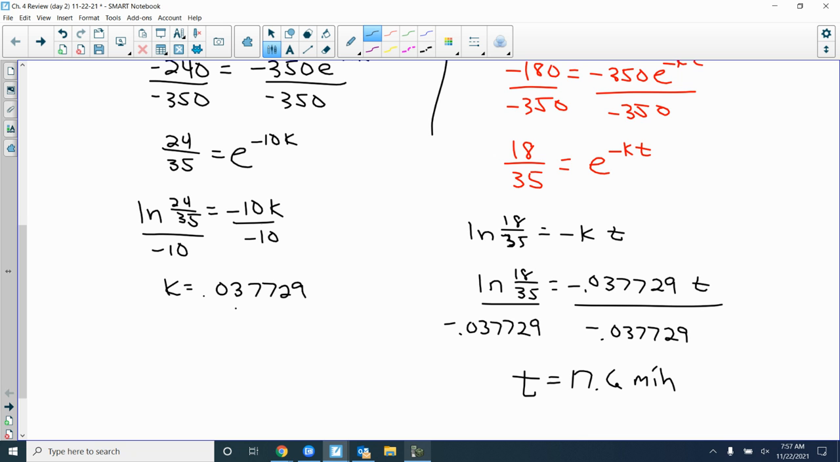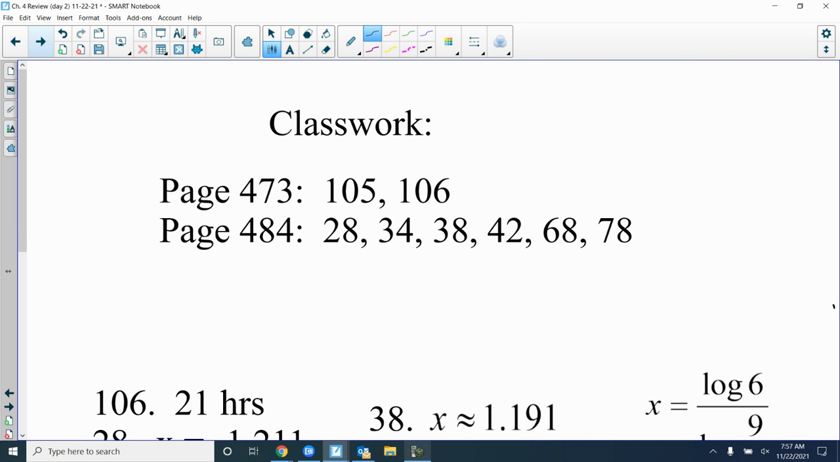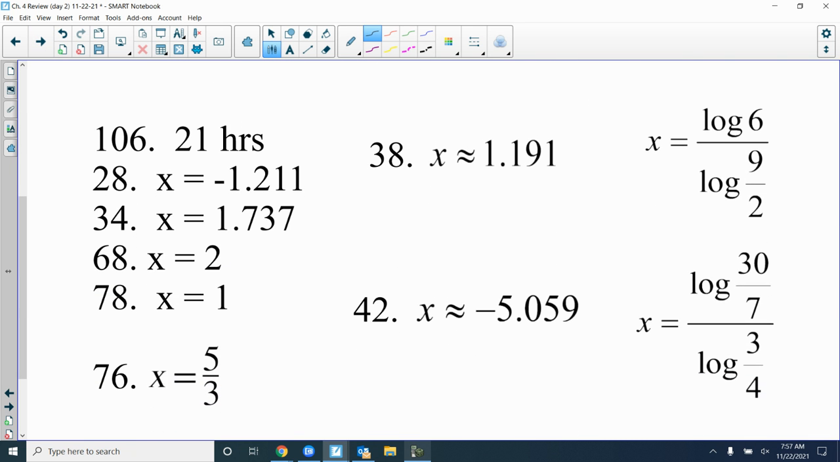All right, good. Now, take a look at your answers, because a lot of those were evens. And the ones I looked at were good, for the most part. So 106 should be 21 hours. The main things I was really looking at were 38 and 42. Those are the ones I kind of stopped at and wanted to take a look at.